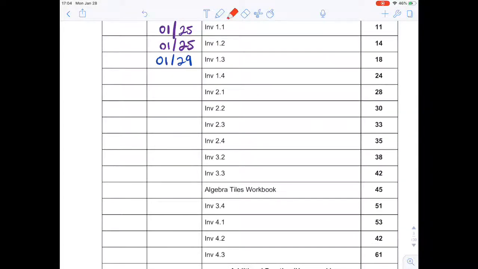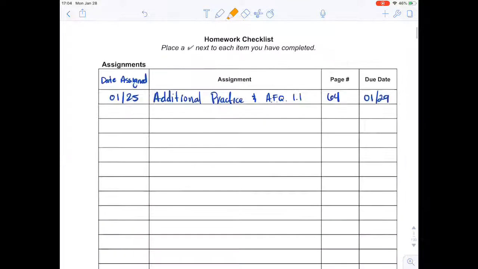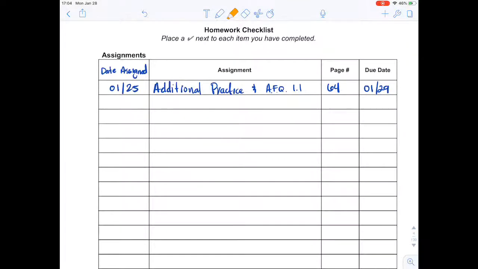Today, actually, let me highlight this so you know which one we're working on. So we're working on this and finishing 1.2. This is the new one for today. Down here is additional practice 1.1 and the AFQ for 1.1.